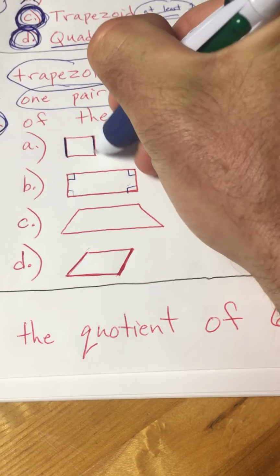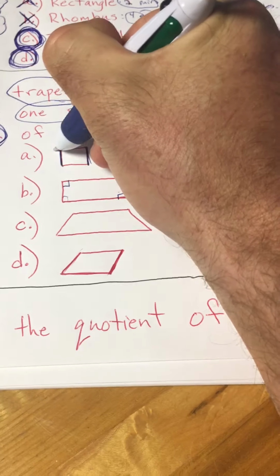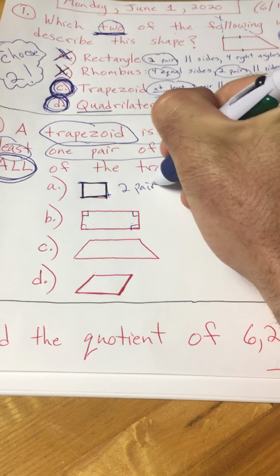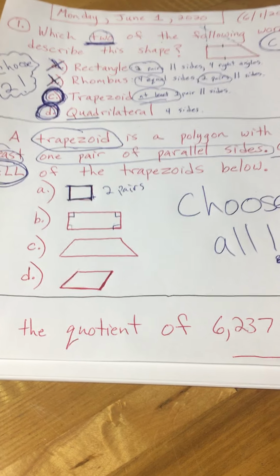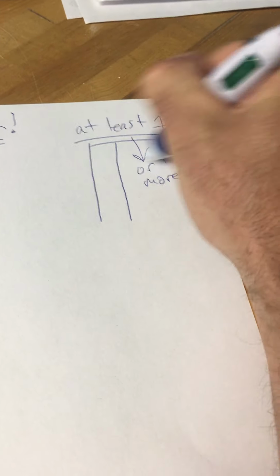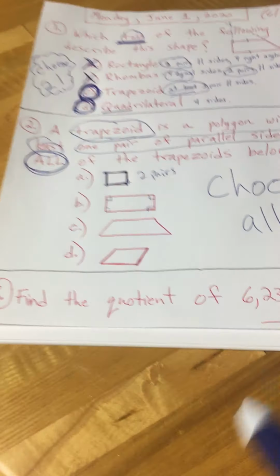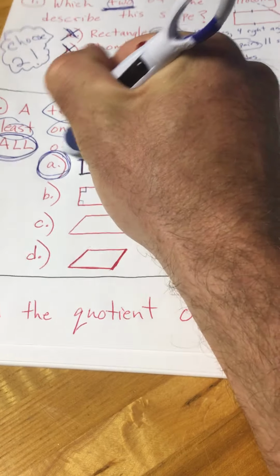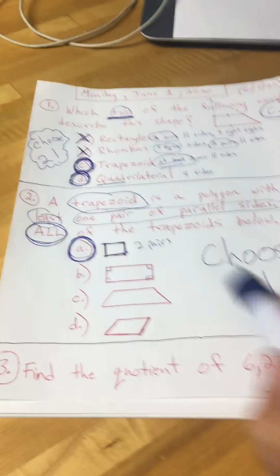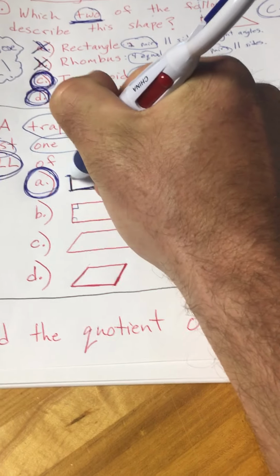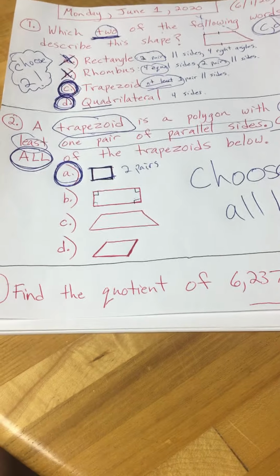There's one pair of parallel sides. It actually has two pairs of parallel sides. So even though it has two pairs of parallel sides, would you say that that's at least one? Yeah, at least one means that it could be more than one, right? So even though there are two, it does have at least one. So even though, yes, that's a square, it's also a rectangle, it's also a trapezoid because it fits the definition of a trapezoid, that it has at least one pair of parallel sides. So even though it has two pairs, it does have at least one pair. So yes, A is correct.